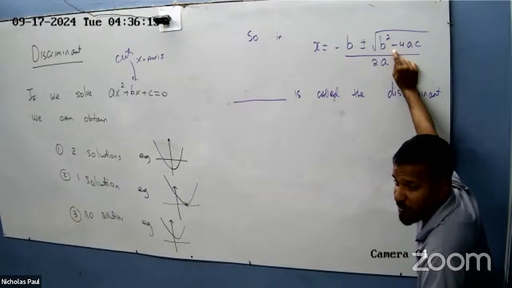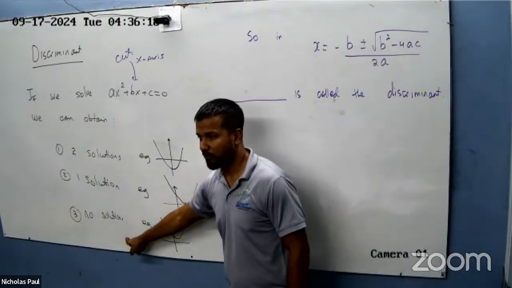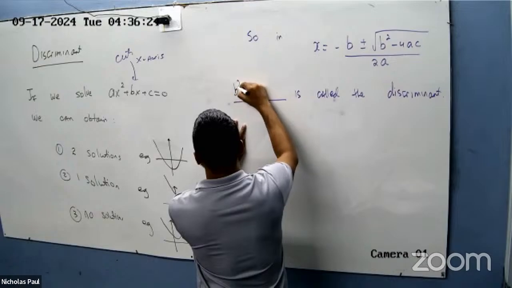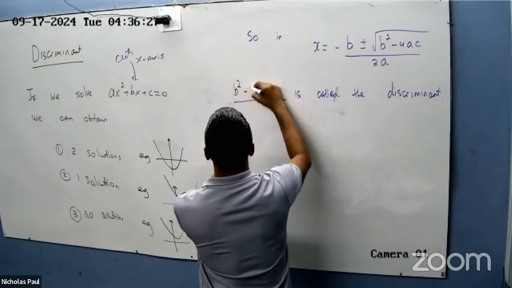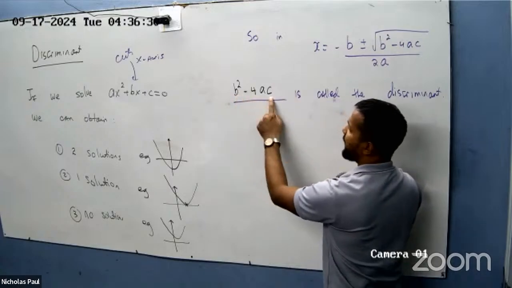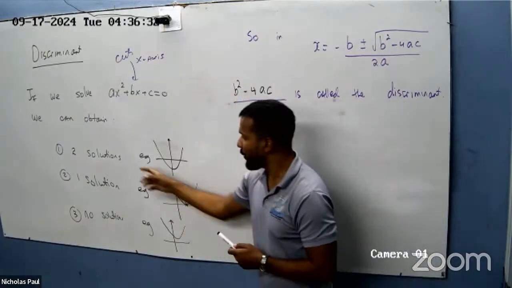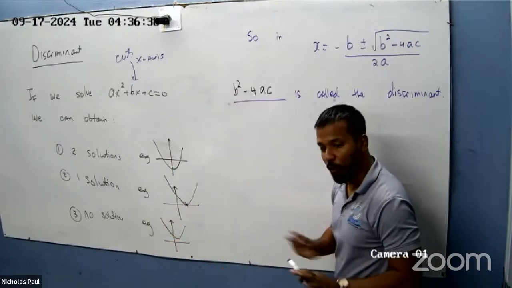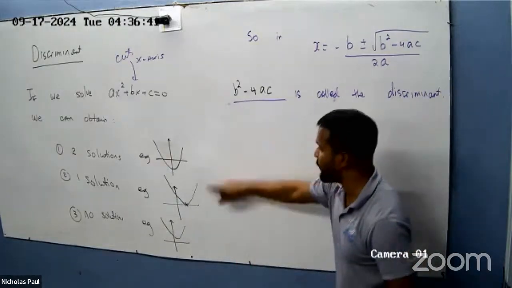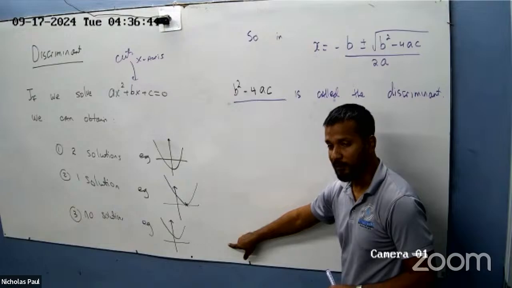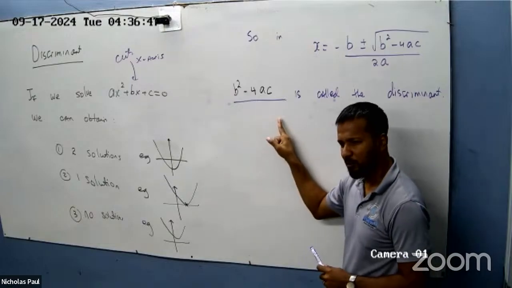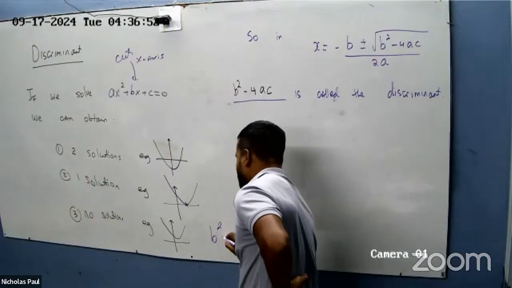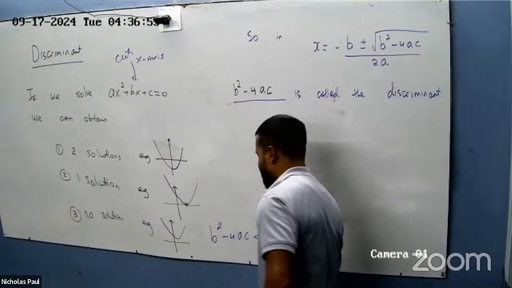Anything? No solution, right? That's okay? So it means that b squared minus 4ac controls how many solutions you get. That's okay? So when would you get no solutions? When would you get no solutions? Less than 0, right? So you would get no solutions when b squared minus 4ac is less than 0.